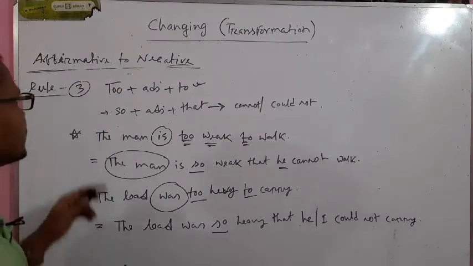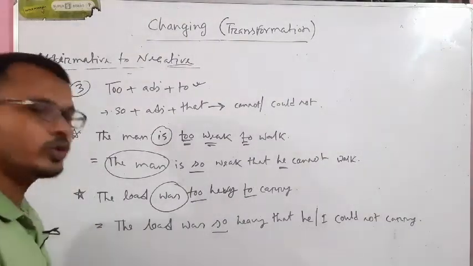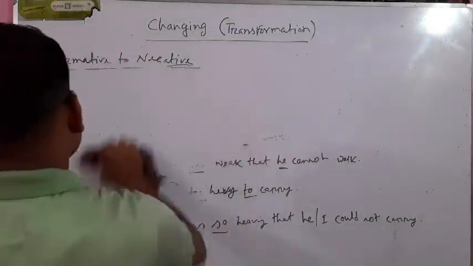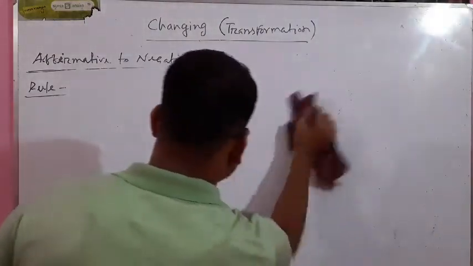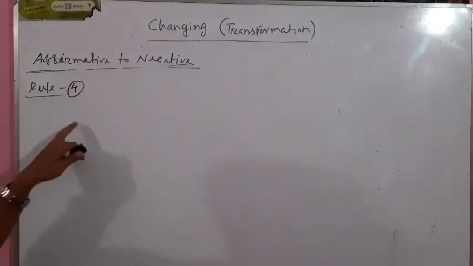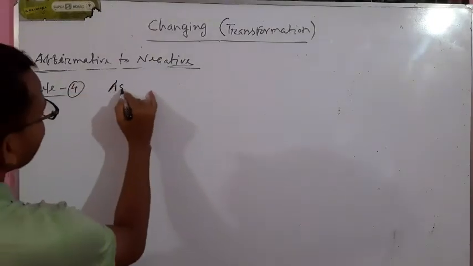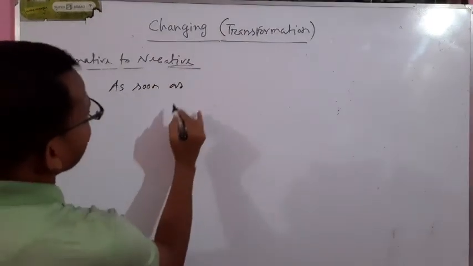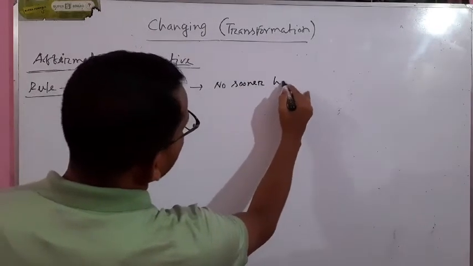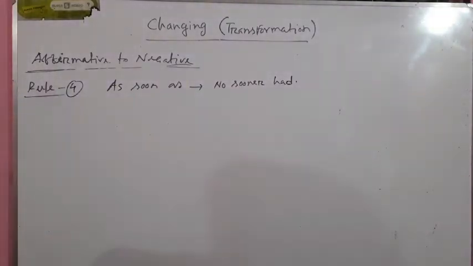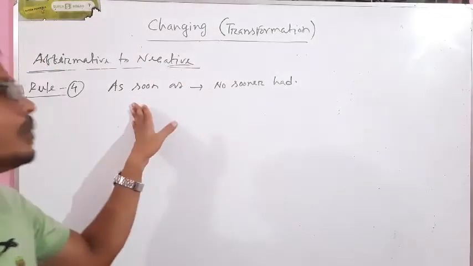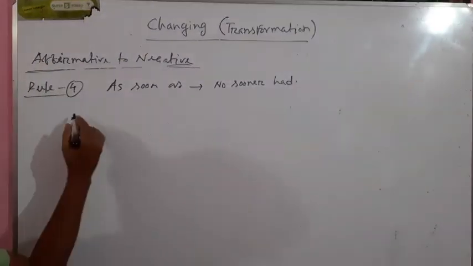Okay, this was rule number 3. Let's go to rule number 4. Rule number 4 is very important. As soon as, no sooner had. Okay, this is actually the structure. If there is as soon as, you have to write no sooner had instead of as soon as. Let's go to an example.